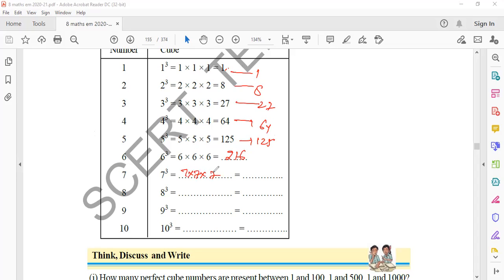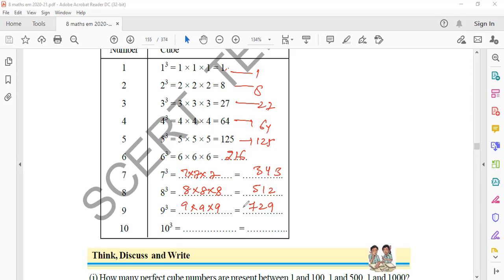We have to find the cube of 7. The cube of 7 is 343. Please multiply and write it down. Next, 8 into 8 into 8. The cube of 8 is 512. Because it is not available, I am writing it; it is better to copy the answer. Then 9 cube, 9 into 9 into 9, is 729.